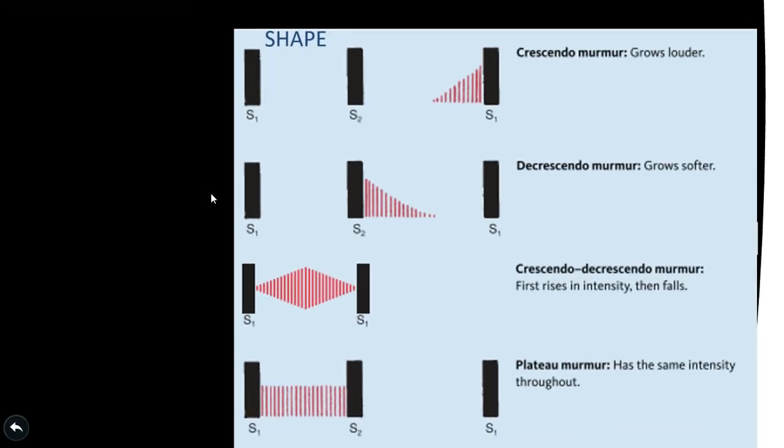And then crescendo murmur. This refers to the shape of the murmur. If it's crescendo, the murmur goes louder. If it's decrescendo, it grows softer. If there is an increase and decrease, this is a crescendo-decrescendo murmur. If it is the same intensity all throughout, you have a plateau murmur. It is commonly seen in patients with a holosystolic murmur.